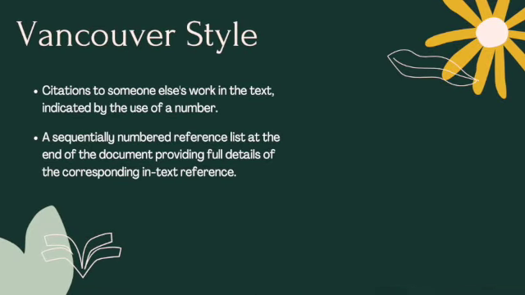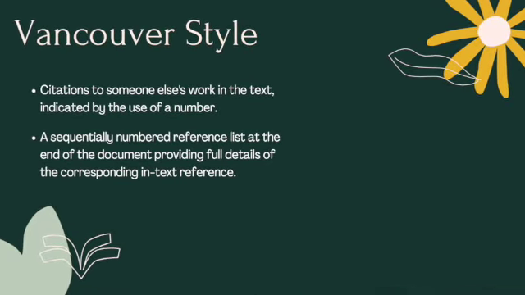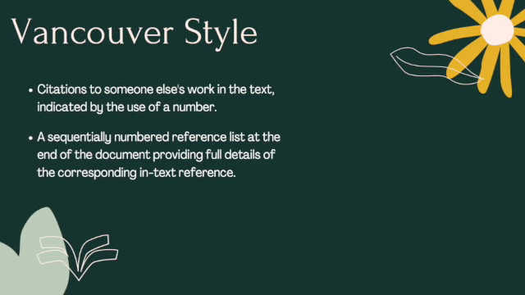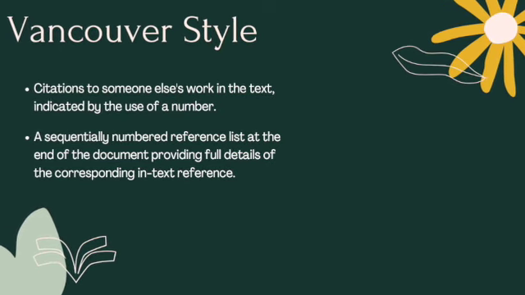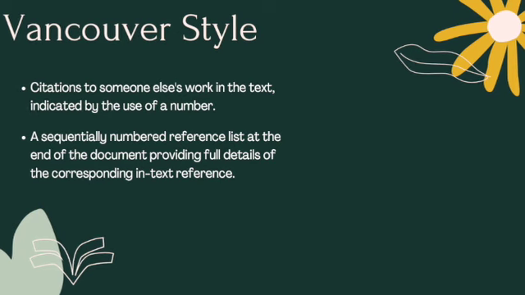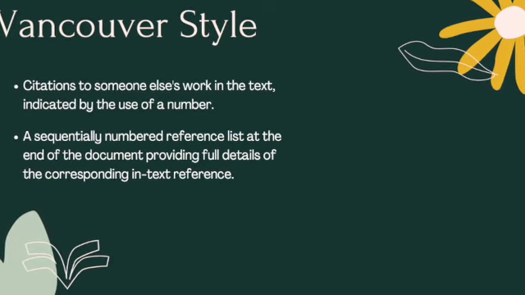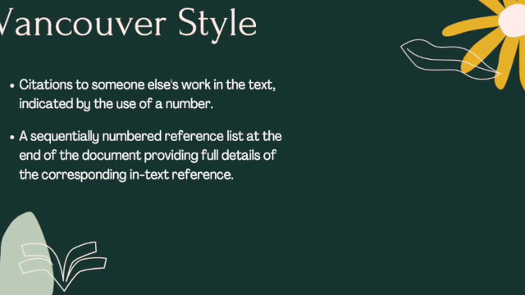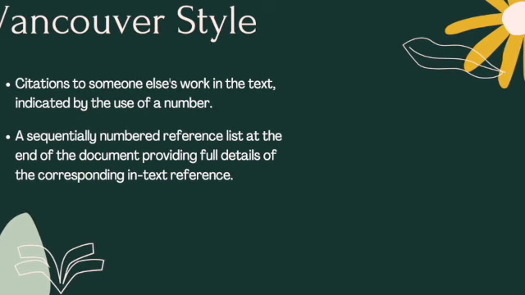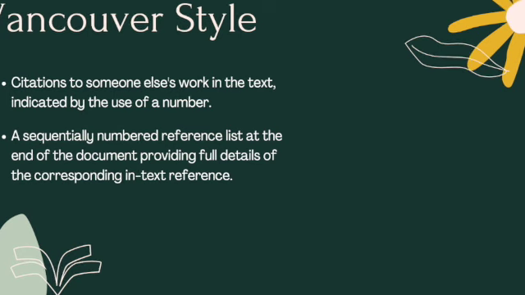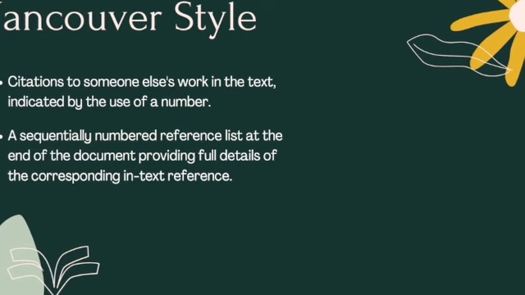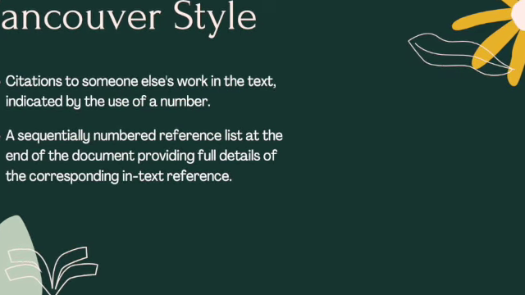Perhaps one of you is wondering, what is Vancouver style? Don't worry, I'm gonna explain a bit about Vancouver style. Vancouver style is a numbered referencing style commonly used in medicine and science, and consists of citation to someone else's work in the text indicated by the use of a number, and a sequentially numbered reference list at the end of the document providing full details of the corresponding in-text reference.